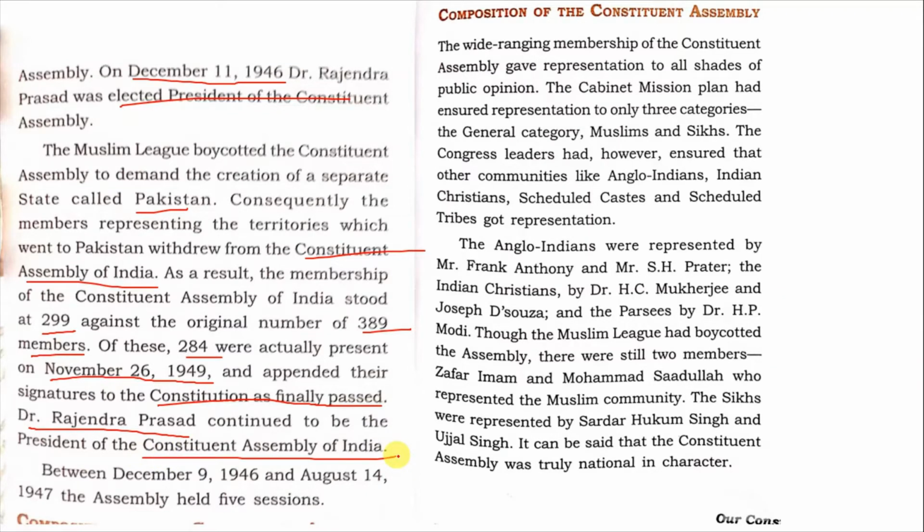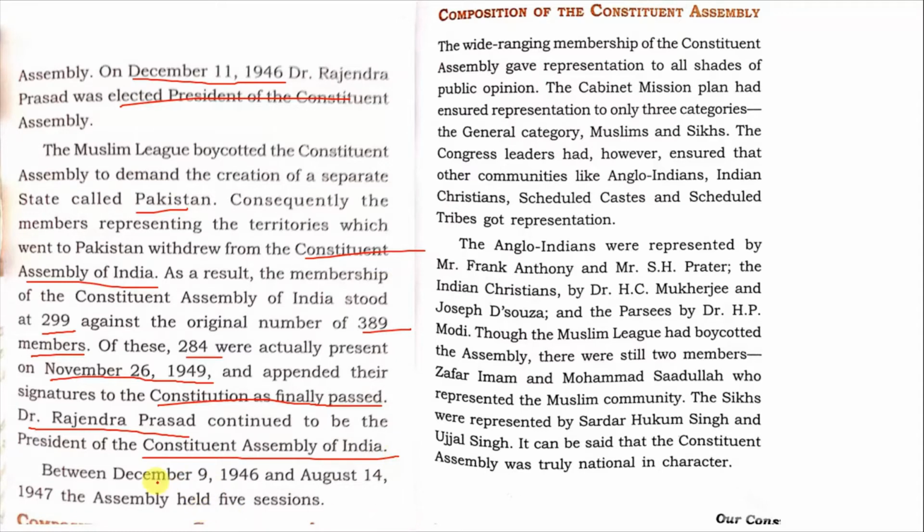Even though you know about the boycotting of the Muslim League and the creation of Pakistan and such things, 389 members were reduced to 284, and they were the only ones present at that time, and they made the Constitution pass. And yes, Dr. Rajendra Prasad still continued to be the president.